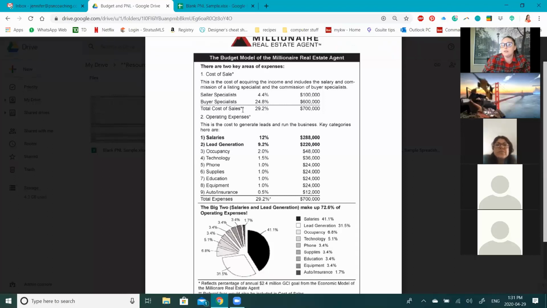See this total cost of sales, 29.2%? That's high, right? We want to be running our cost of sales slightly less than that. We probably ideally want to be hitting around 23%. That would be the sweet spot for a single agent, and that's including your own salary, okay? So you got to keep that in mind.